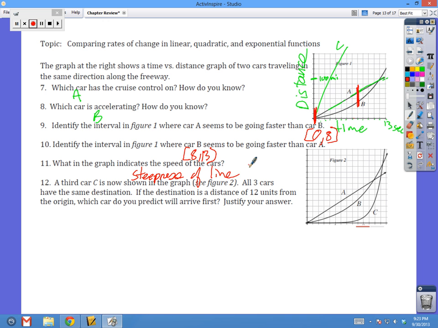Okay, now 12, a third car C is now shown. If all 3 cars have the same destination, and let's say that destination is right here at 12, so which one is going to hit it first? So that line right there, destination is 12 units from the origin. Which car do you predict will arrive first?